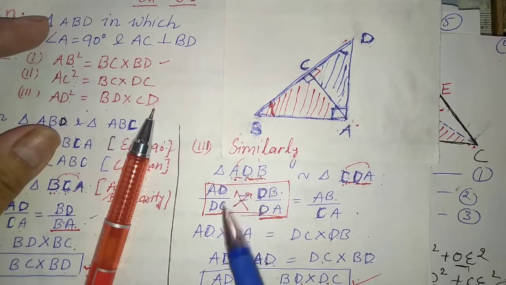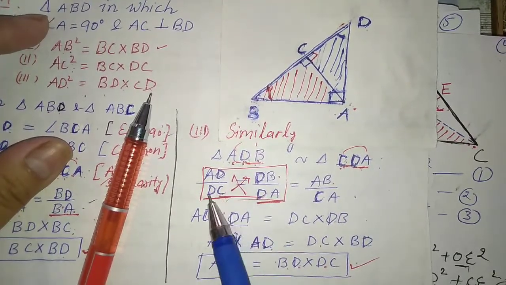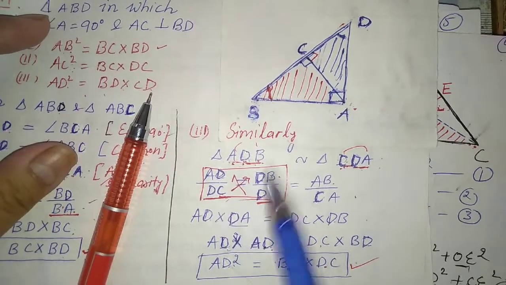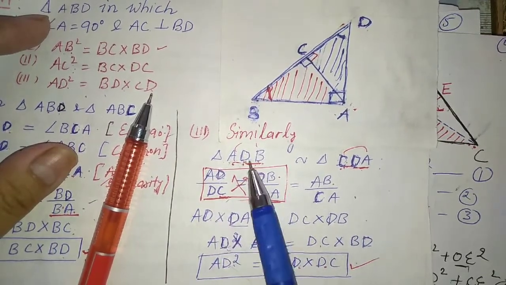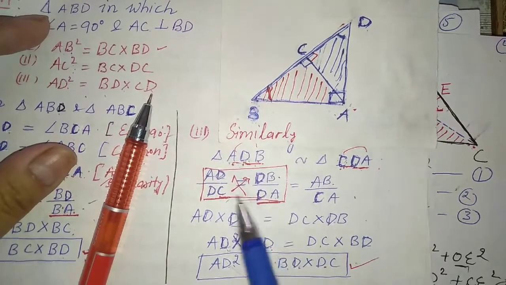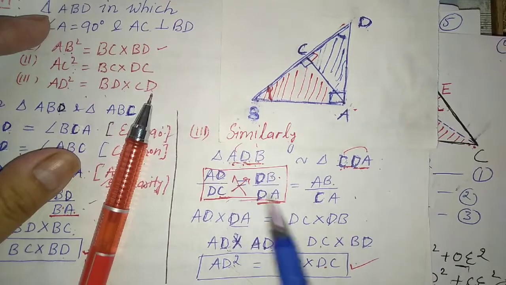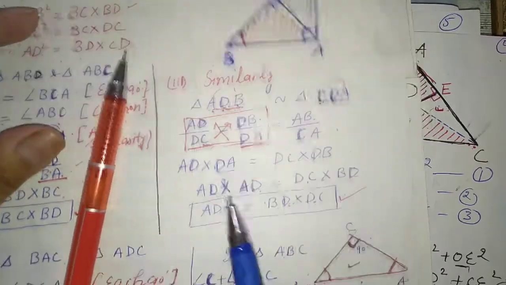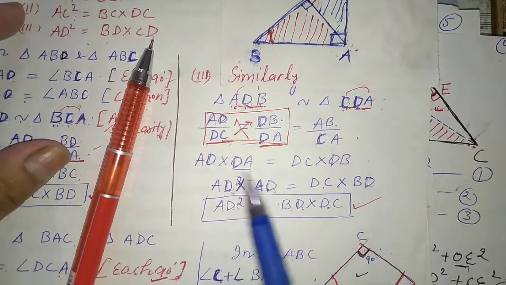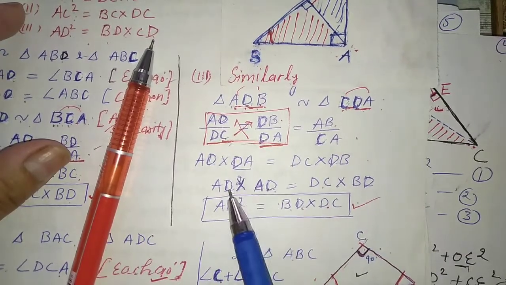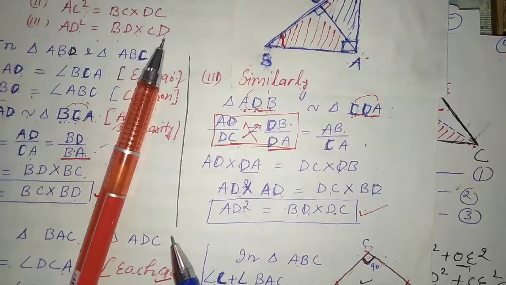So AD upon DC. First we will write CD and then we can change it to DC. Here is DB and DA. Cross multiply, because here we are getting DA and AD, both are the same thing. So here we can multiply them. AD into DA is equal to DC into DB. Then by cross multiplication we get AD square is equal to BD into DC. This is the third part.